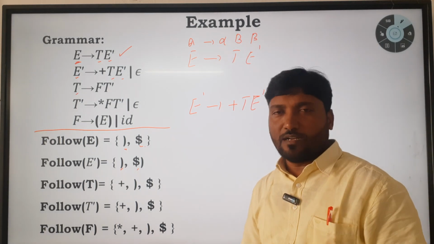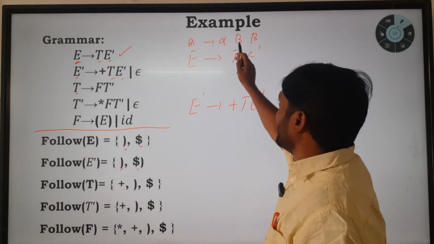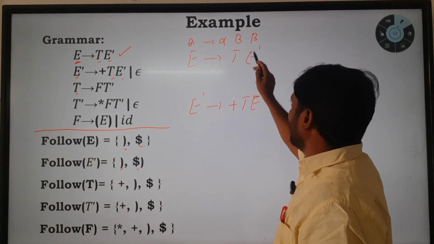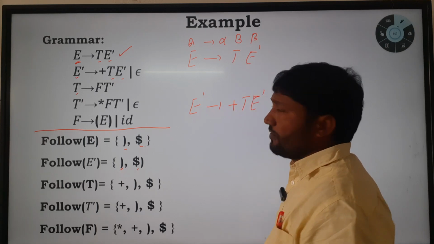Now, we are going to apply the second rule of the follow function. That means, what is the follow of B? First of beta without epsilon. What is the first of beta here? E dash. First of E dash without epsilon can be added in the follow of T.